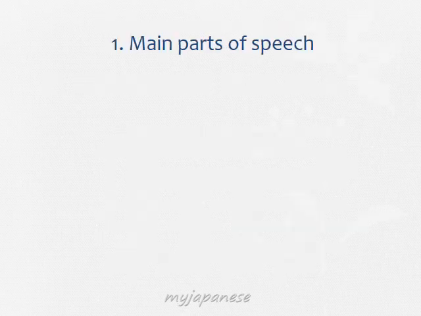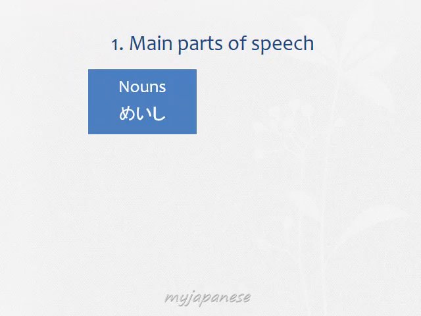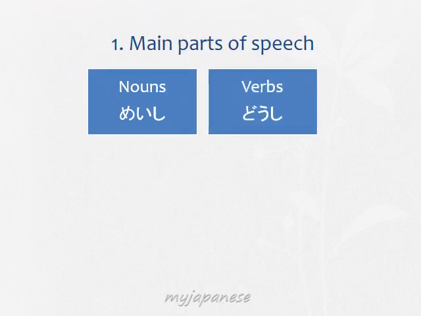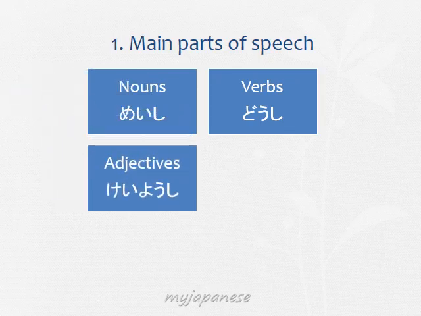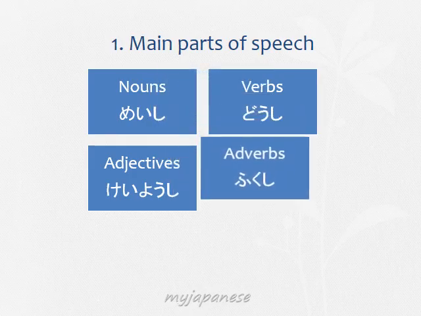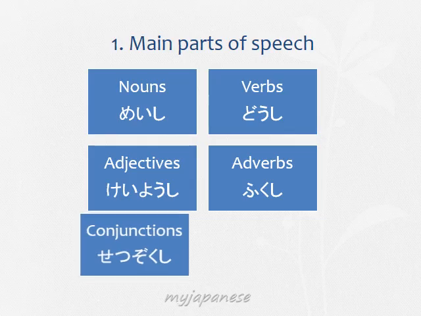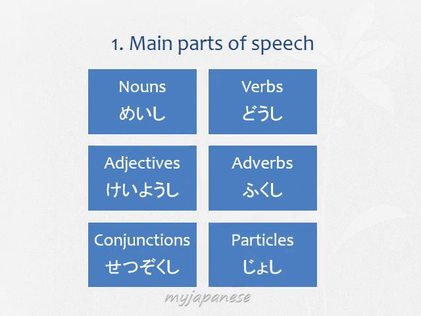Number 1. Main parts of speech. Japanese main parts of speech are noun, 名詞, verb, 動詞, adjectives, 形容詞, adverbs, 副詞, conjunctions, 接続詞, and particles, 助詞.